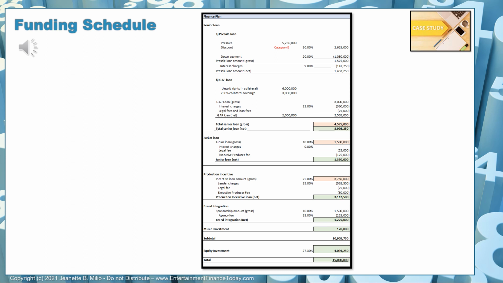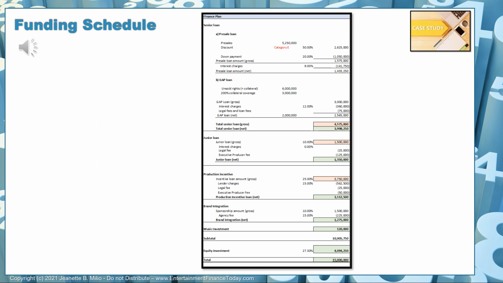That amount we can actually use for our finance plan, of course. So our pre-sale loan, if we deduct the down payment from the discounted pre-sale loan, would then be $1,575,000. We have to pay interest on that, and we're left with $1,433,250 as the pre-sale loan amount that is net available to us.